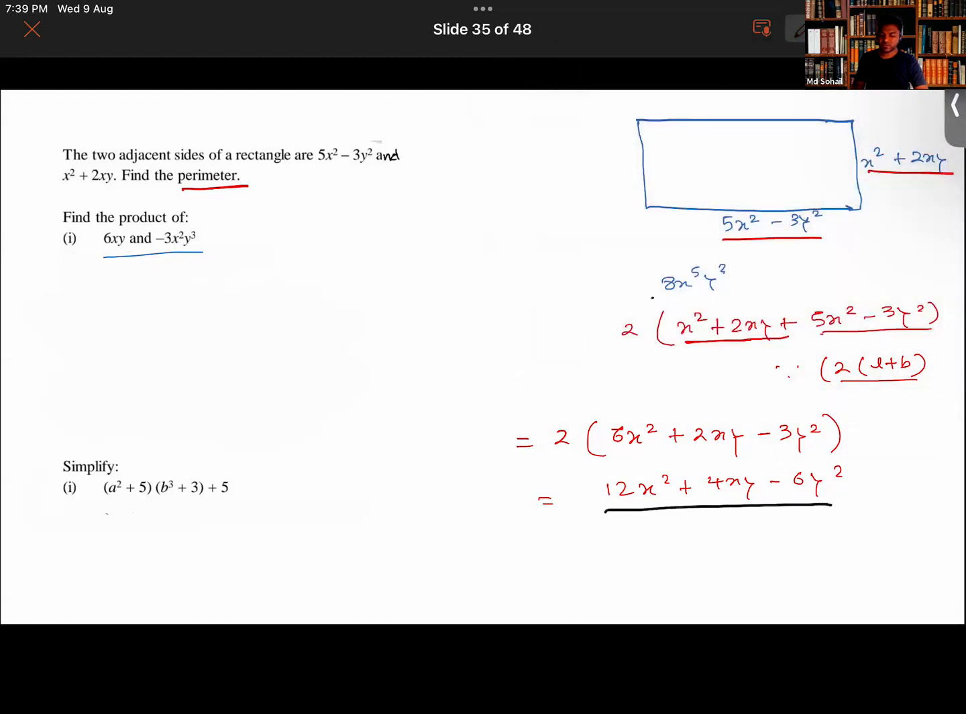So 8x raised to the power 5 and y cube, that is not the correct answer. Did you get this? Arhan, dear, are you having network issues?